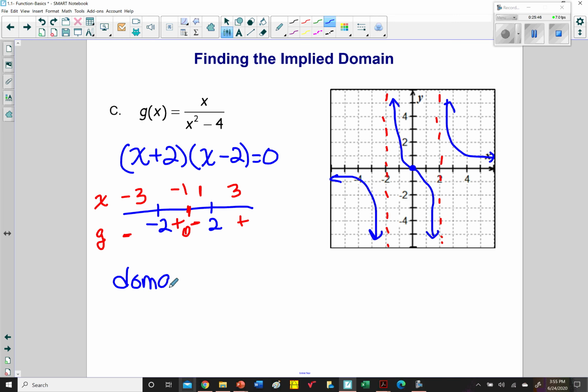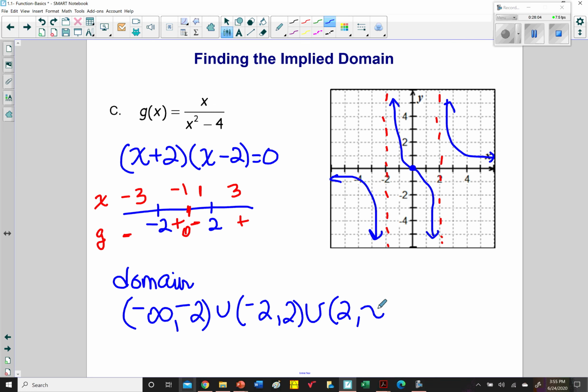And then we can read the domain this way. So from -infinity to -2, then from -2 to +2, and lastly from +2 to infinity is our domain. Are you still with me?